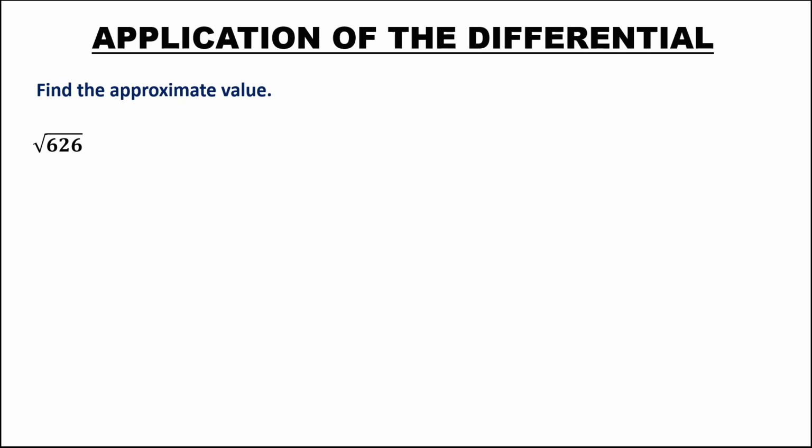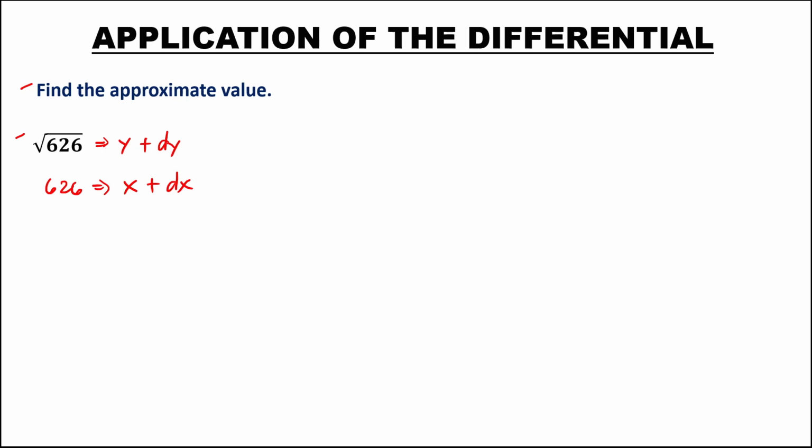So for this application of the differential, to find the approximate value for the square root of 626, this given is equal to y plus the derivative of y. Then without the radical, that's 626, so this is x plus the derivative of x.